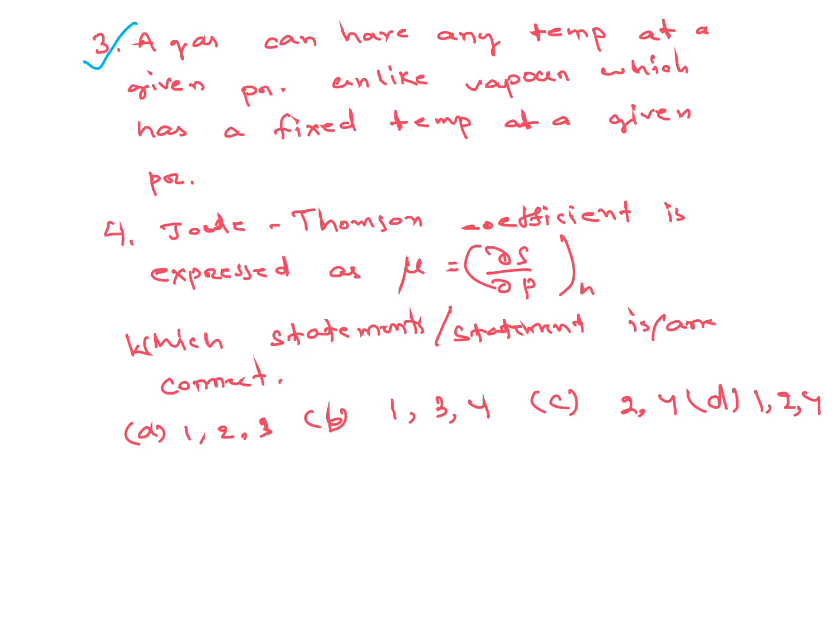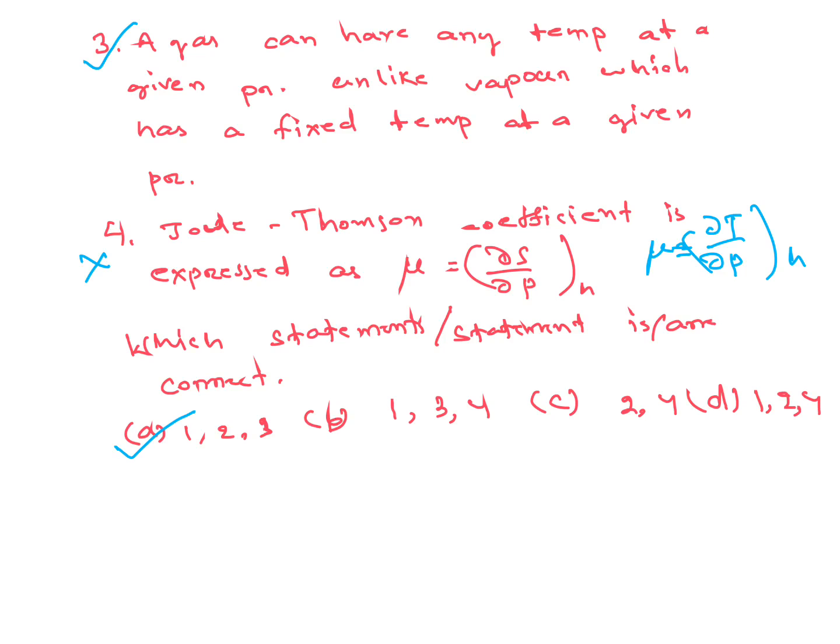Next 3. A gas can have any temperature at a given pressure, unlike vapor which has a fixed temperature at a given pressure. This is also correct. Joule-Thomson coefficient is expressed as mu is equal to ds by dp at constant enthalpy. It's wrong. Mu equal to dT by dP at constant enthalpy. So 4 option is wrong. Only 1, 2, 3, option A is correct.